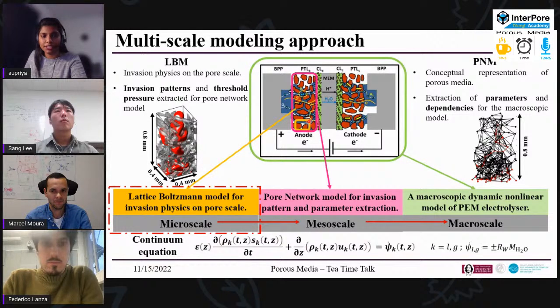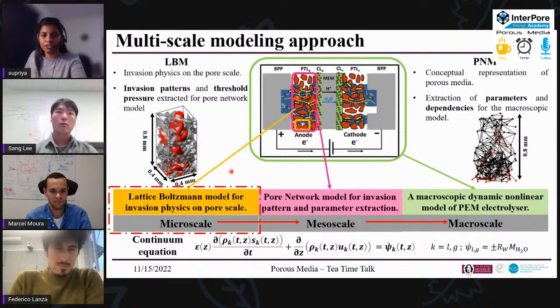can see the yellow region, which usually takes a very small number of pores. For example, we just consider 100 pores in the lattice Boltzmann model. And then we could study the invasion physics, and also the invasion pattern and threshold pressure at each pore.